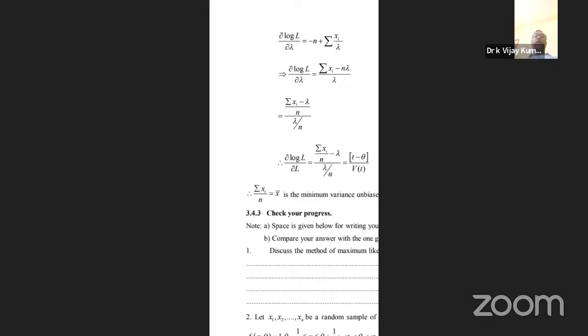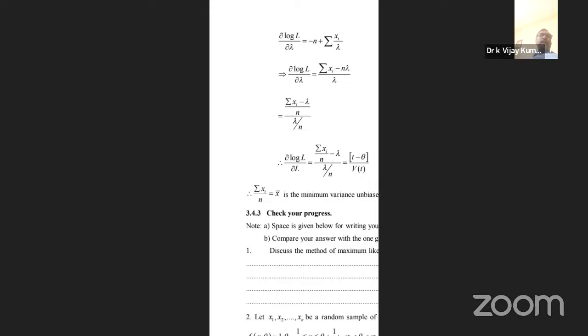Log L is equal to minus n lambda plus summation of xi log lambda minus sigma log xi factorial. So therefore we are taking here dou log L by dou lambda is minus n plus summation of xi by lambda. Then we take the LCM, that is summation of xi by lambda, then we take the common term. So therefore summation of xi by n minus lambda, by lambda by n.